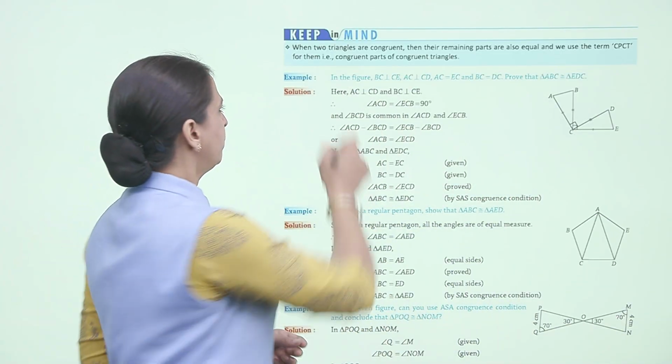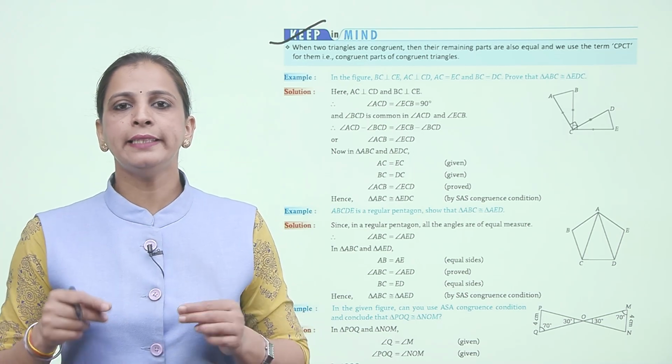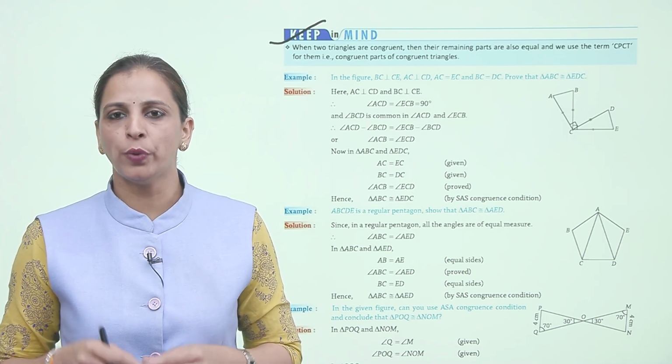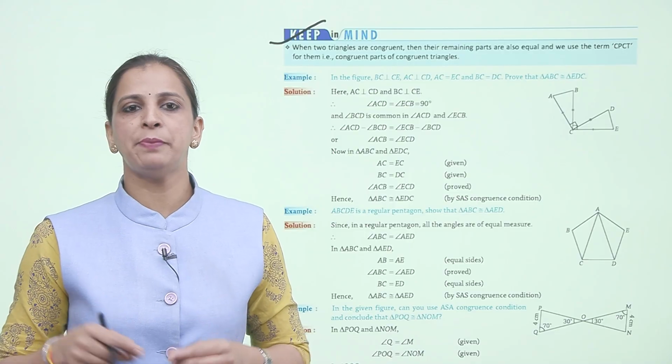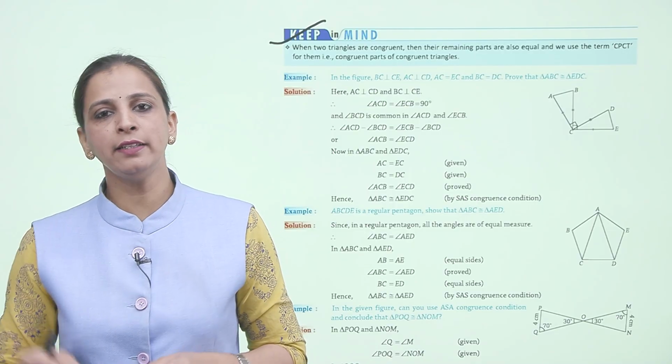Now keep in mind, when two triangles are congruent, then their remaining parts are also equal and we use the term CPCT for them, that is congruent parts of congruent triangles.